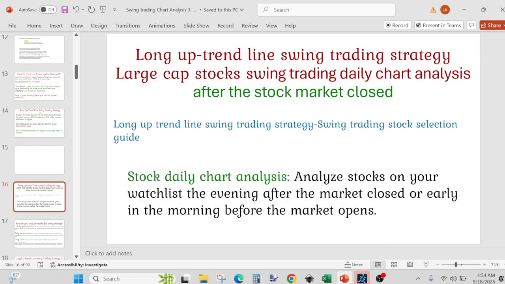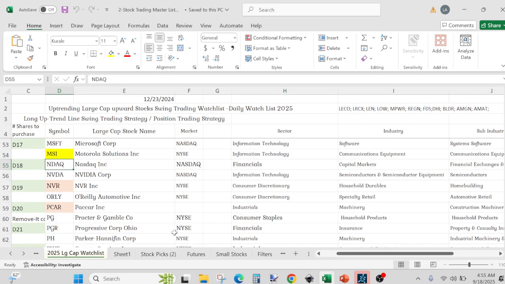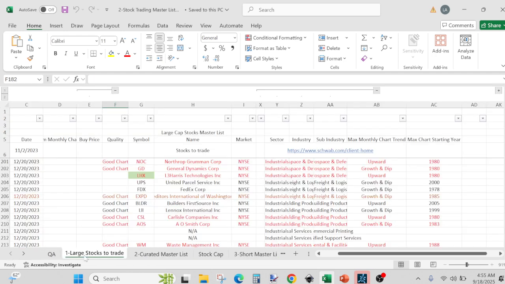Hello, long uptrend line swing trading strategy, swing trading stock selection guide. Well, we have our stock watch list of large cap stocks that we selected using some criteria. First, you will pull the stocks to your spreadsheet and you can use criteria.